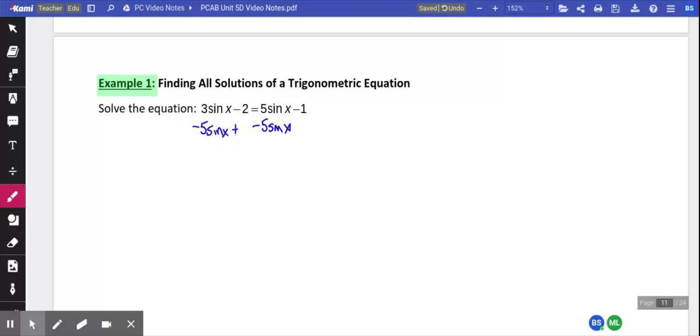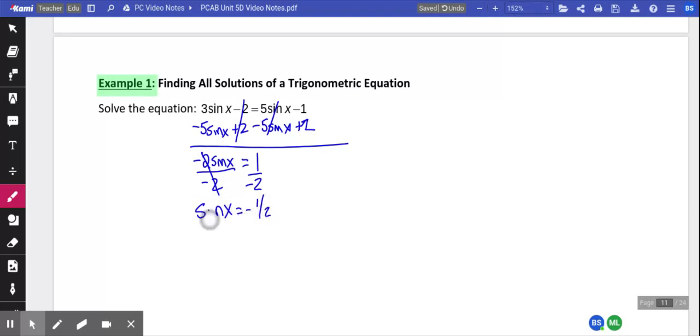I'm also going to add 2, right? So I'm going to put the sine on one side and everything else on the other. What we're going to get is negative 2 sine x's, because 3 sine x's minus 5 sine x's is negative 2 sine x's, is equal to 1. We divide by negative 2, and we get sine of x equals negative 1/2. So it looks very familiar, right? Looks very familiar from our example we just went over.